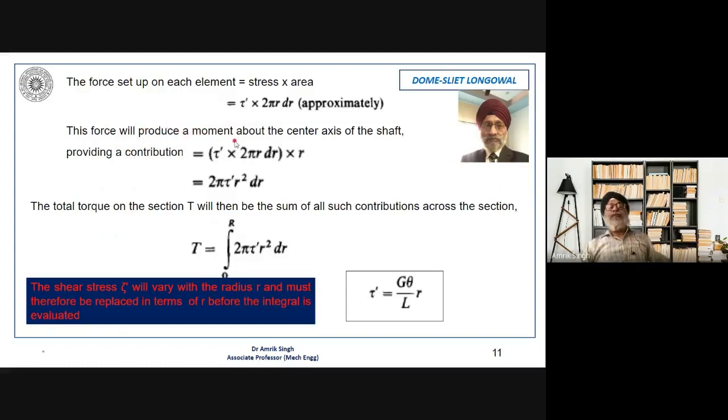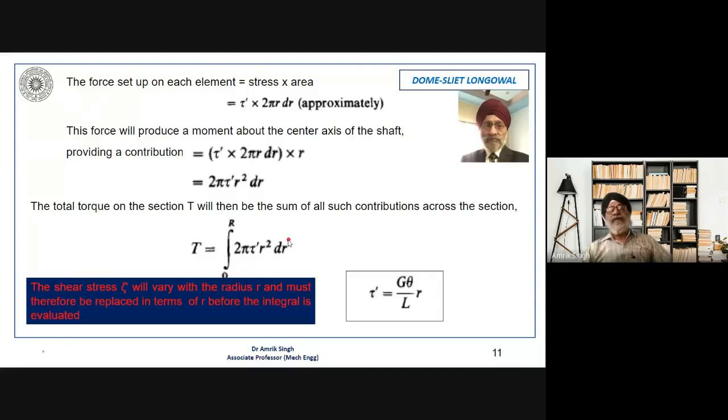This force will produce a moment about the center axis of the shaft. The force acts at distance r, so about the center the moment will be 2 pi tau dash r square into dr. The total torque on the section we can get by integrating from 0 to R, because R is the outermost radius. The sum of all such contributions is the integral from 0 to R of 2 pi tau dash r square dr.